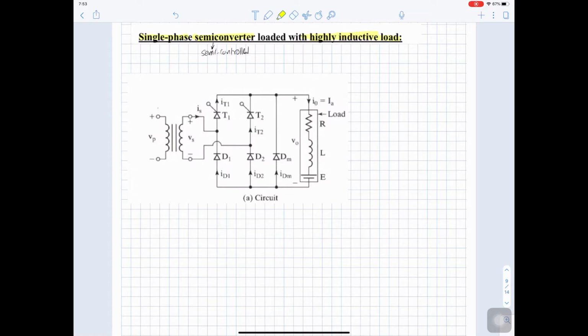As we mentioned, the existence of the inductance, or highly inductive load, will remove any effect of E when you are conducting. Having a highly inductive load will make the current constant, so this E will not affect your output voltage. And as you can see, for the semi-controlled bridge or semi-converter, we have the freewheeling diode, so it will always operate with the freewheeling diode.